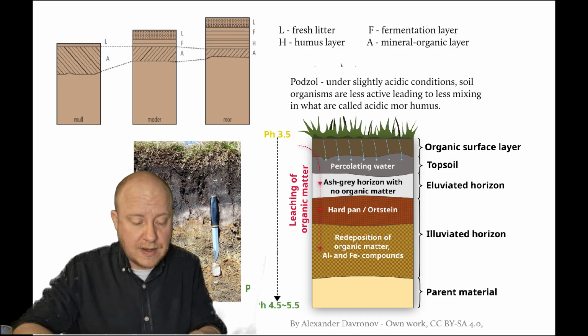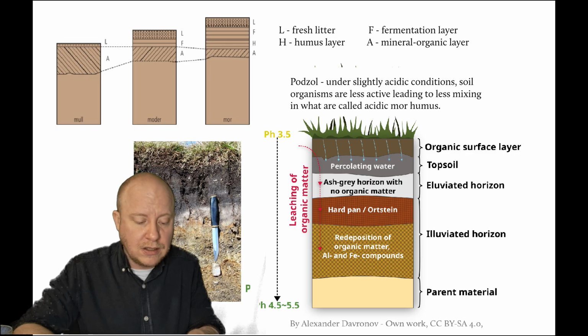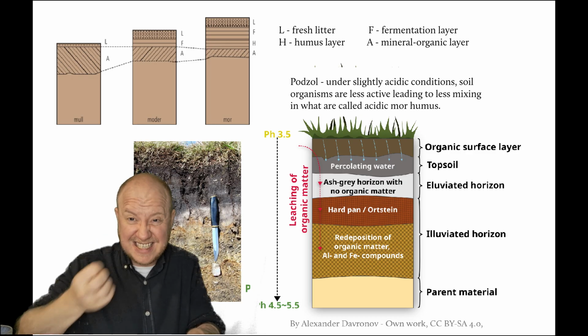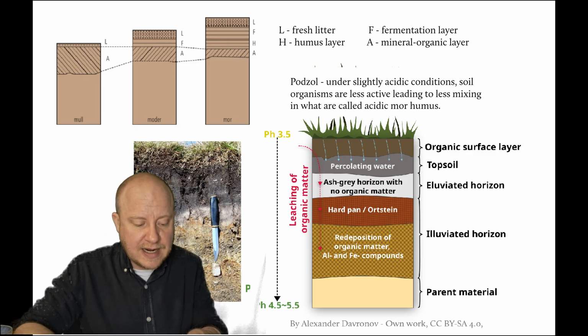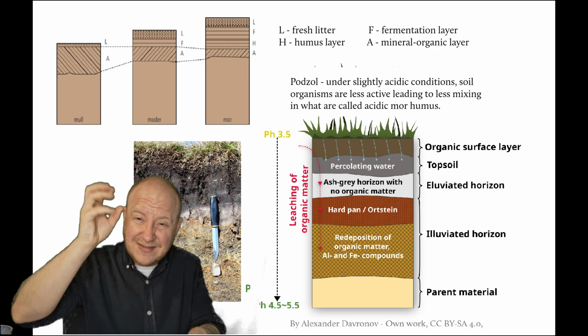The weathering of calcareous rocks tends to produce basic soils, whereas soils developed on non-calcareous rocks tend to produce acidic soils that are liable to podzolization. Podzolization is a form of leaching under acidic conditions in which iron and aluminum are leached, that means taken out, from upper horizons and deposited into the lower horizons. So they kind of like sink.